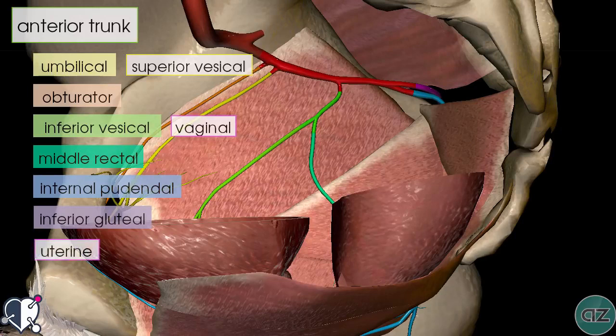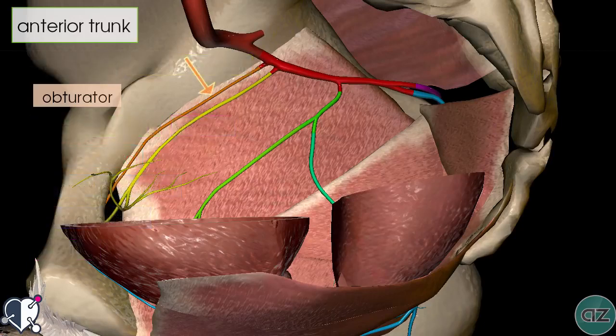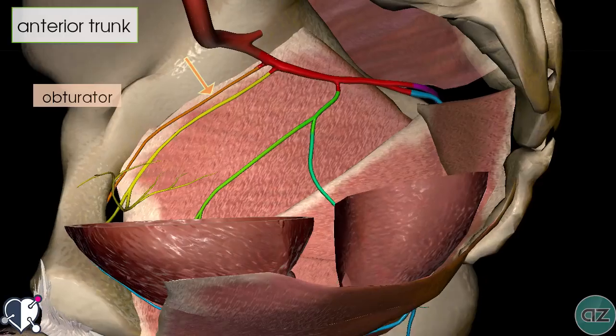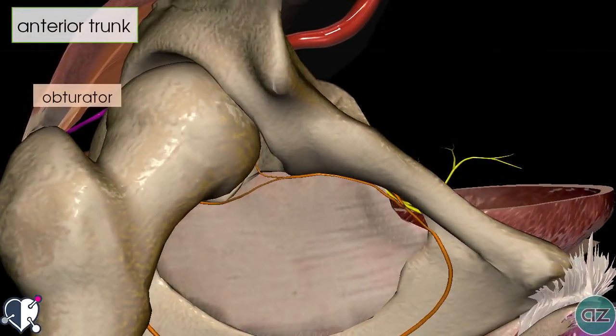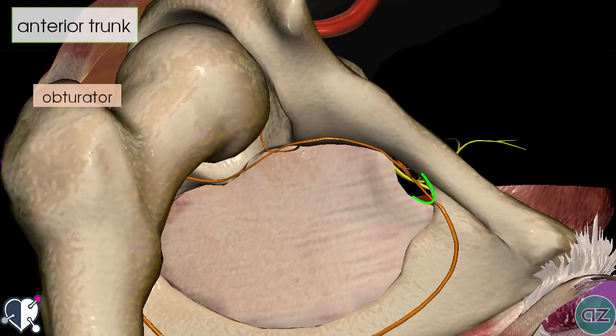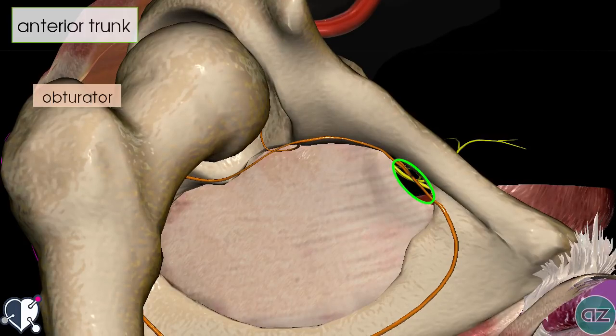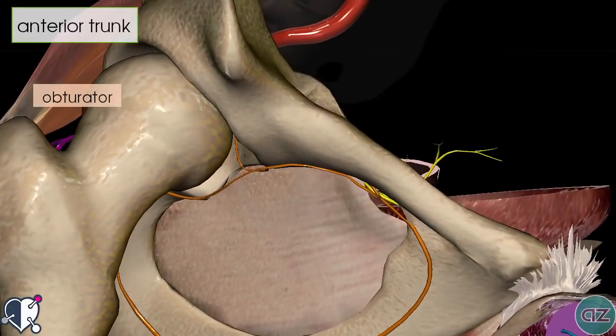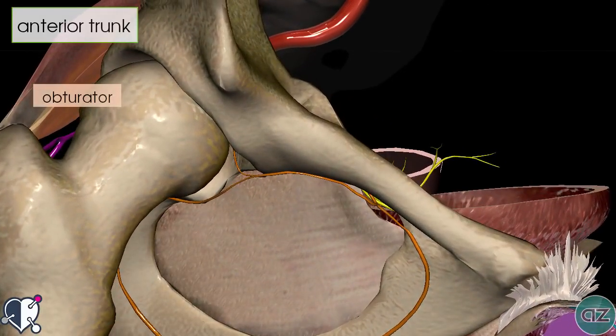Starting with the first branch that we can see on this model in orange, the obturator artery, you can see that it runs around the upper part of the obturator internus muscle on the lateral pelvic wall, and it runs around the obturator foramen and exits via the obturator canal. From this view you can actually see how the obturator artery divides into anterior and posterior trunks.